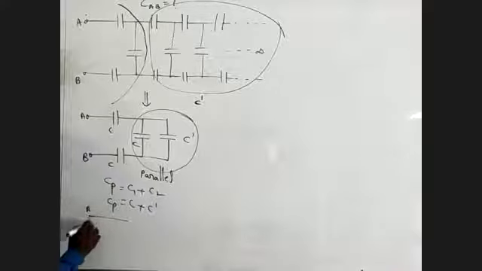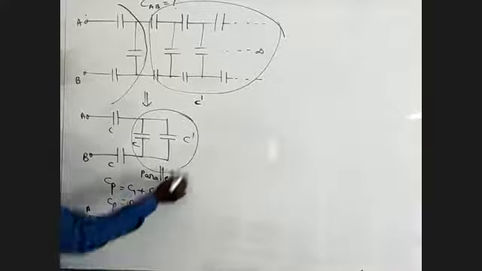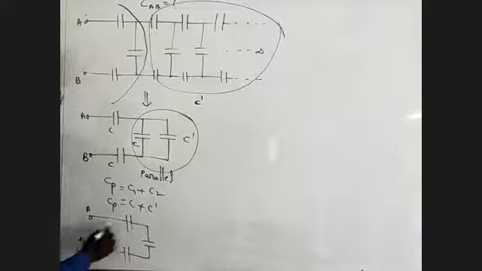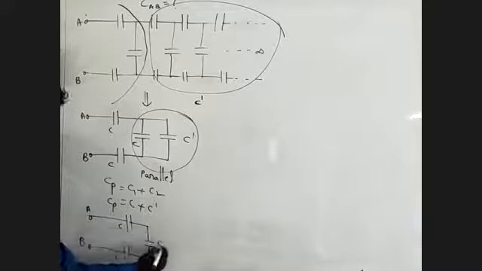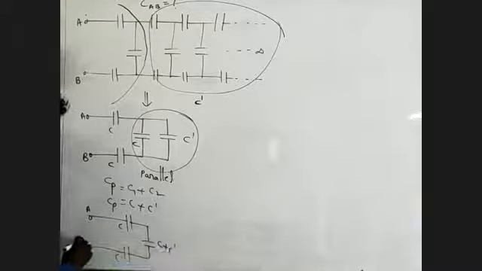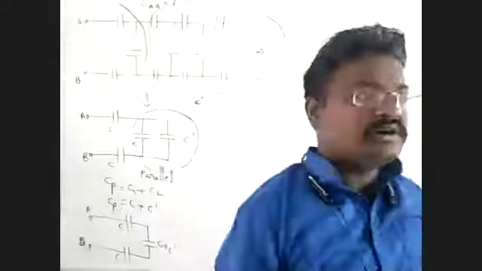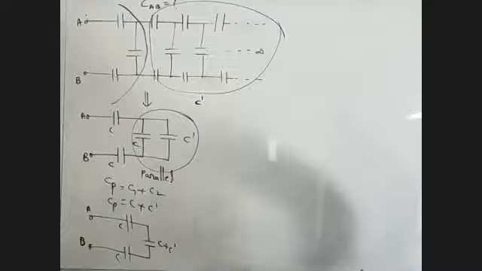Now in the circuit, this is the A point. These two capacitors are combined into a single capacitor, and this is the B point. This value is C plus C dash. That is one answer. Now we are going to simplify that one.